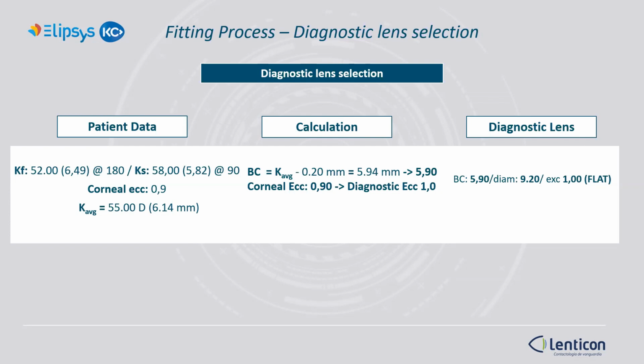For the diagnostic lens eccentricity, we must check the corneal eccentricity. In this example, it is 0.90, which is mid-high. Eccentricity 1.0 or flat is the one to start our fitting with. So the diagnostic lens in this case will have a 5.90 millimeters base curve, 1.0 eccentricity, and a 9.20 millimeter diameter.